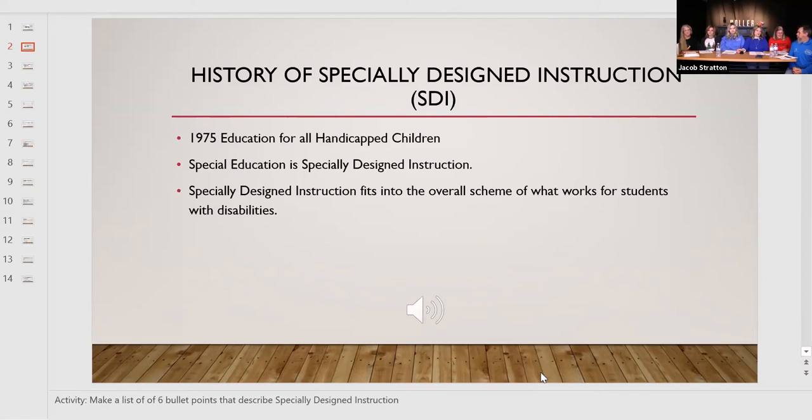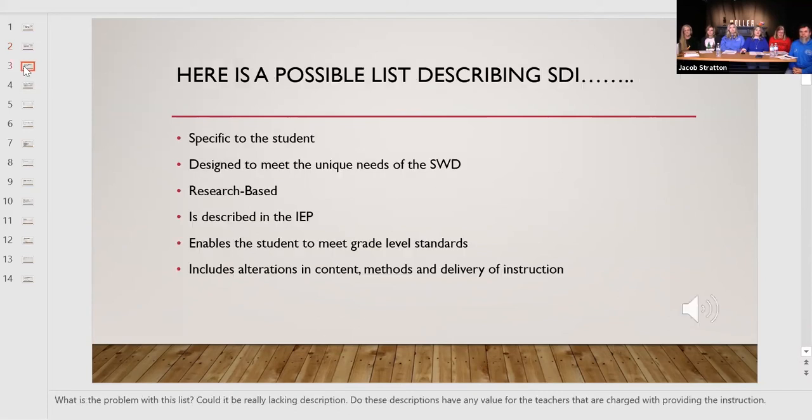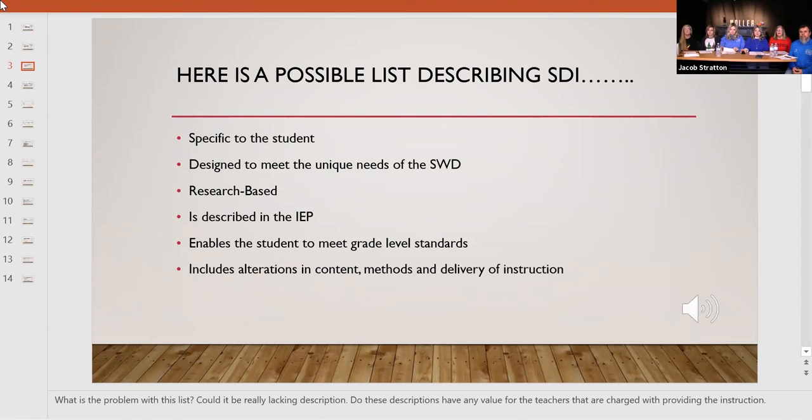On the next screen, it actually talks about some of the possibilities that we need to have for specially designed instruction. And it has to be student specific. We don't do cookie cutters. It's got to be designed to meet the unique needs of the students with disabilities, and it has to be research-based. It's got to be described in the IEP, and it has to enable the student to meet grade level standards, and we'll talk about that after a while. It has to include alterations in content, method, and the delivery of the instruction.